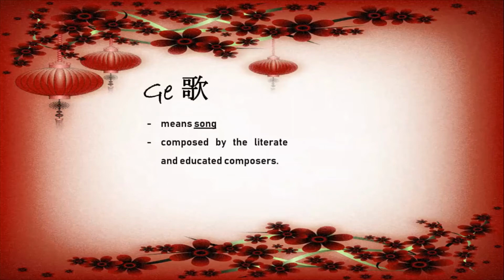The third one is Ge. The word Ge means song. Ge poems are the words to a song that can be sung. There were folk songs as well as songs composed by literate and educated composers.